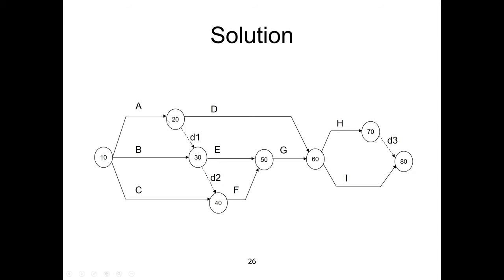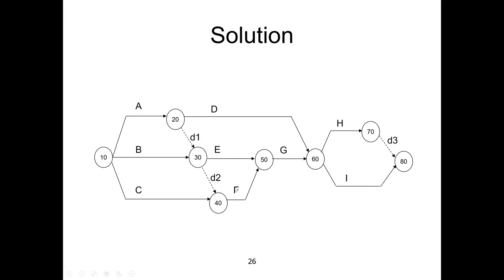If we connect A and B at the same point, it means these two activities, A and B, will have the same starting point and same finish point. To avoid this, we have inserted D1, a dummy activity, so that the finish time for A will be 20 and for B will be 30. E will start when both A and B are complete, so we have introduced a dummy and then E will start. This dummy activity takes us back to A. So it means work A is complete, B is complete, then E is going to start.